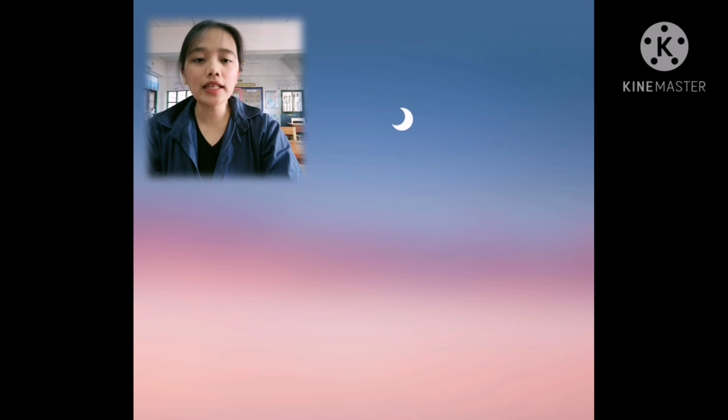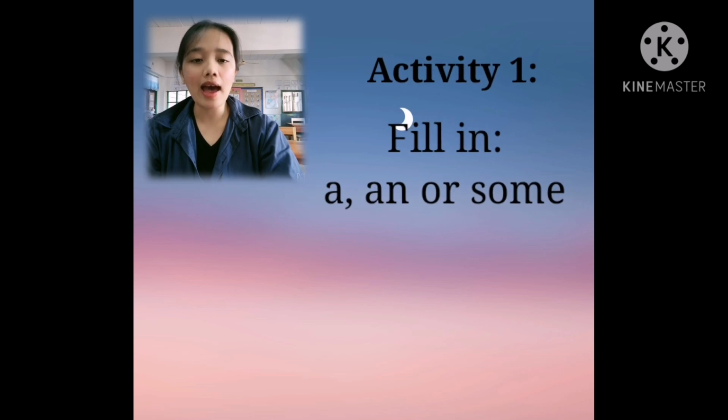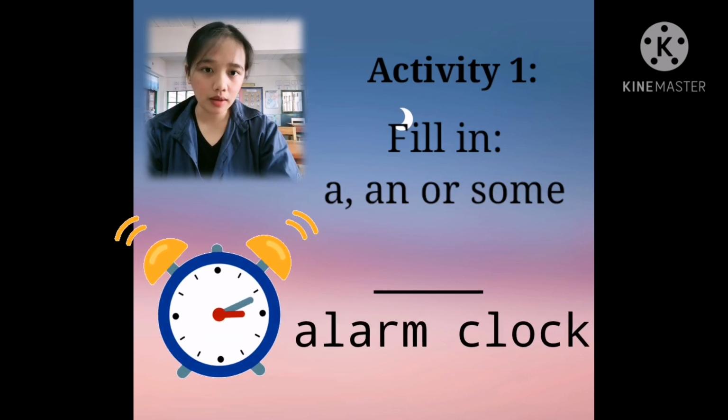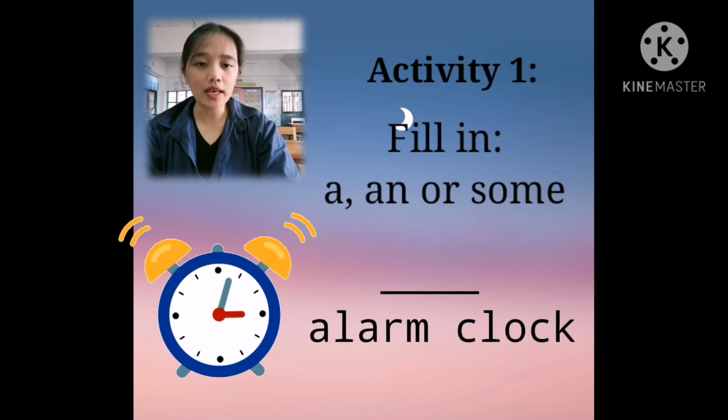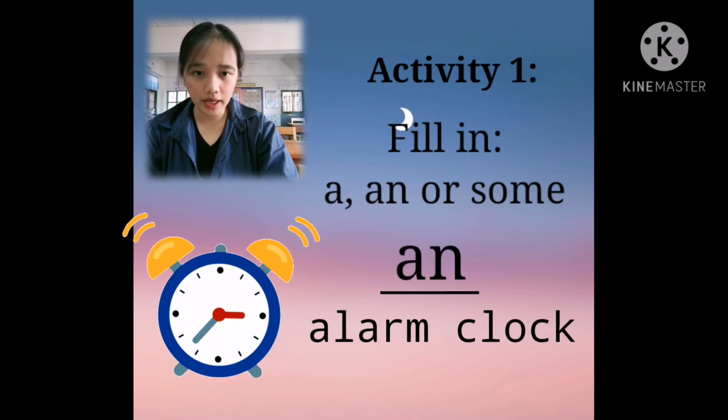Okay, so for your activity, which is separate from this video, you are going to fill in a, an, or some with the picture and the word that is given for activity 1. Like for example, alarm clock. So what are you going to write? An, a, or some? Okay, so the correct answer there is an alarm clock, right? Okay, so that is kind of easy.